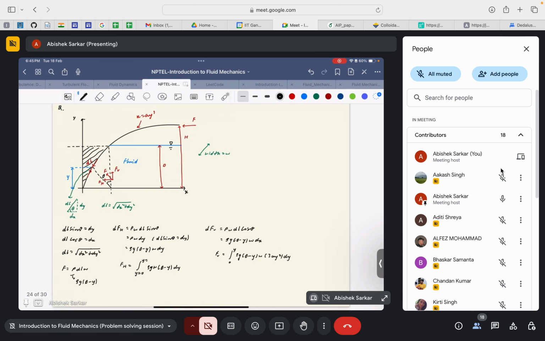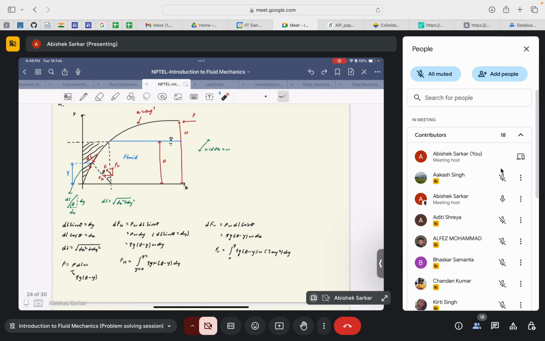Let us consider this elemental area, quite similar to what we have discussed in the previous examples. Let us consider a particular elemental area of length dl. This is the zoomed in version of this elemental area, which is at an angle of theta with respect to this vertical line of this particular axis.